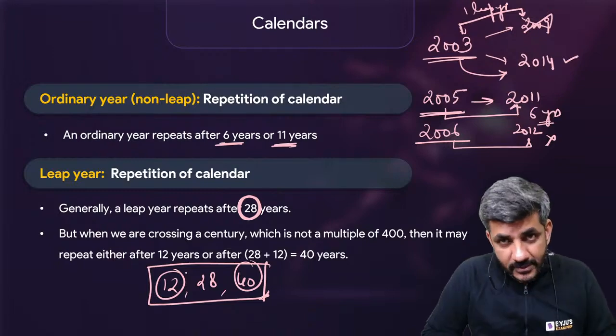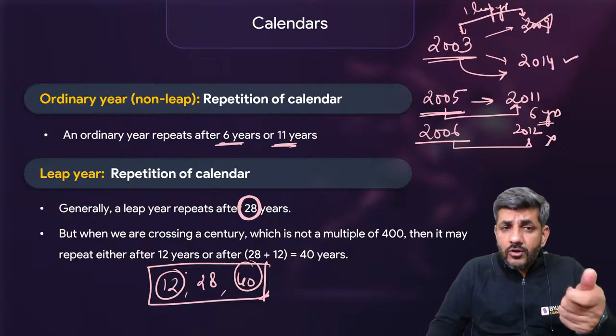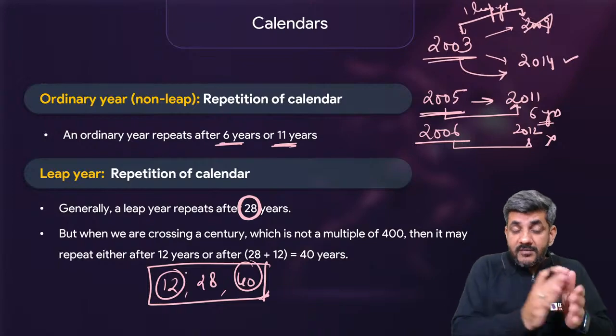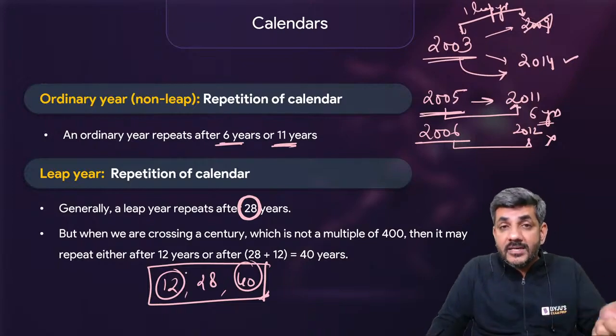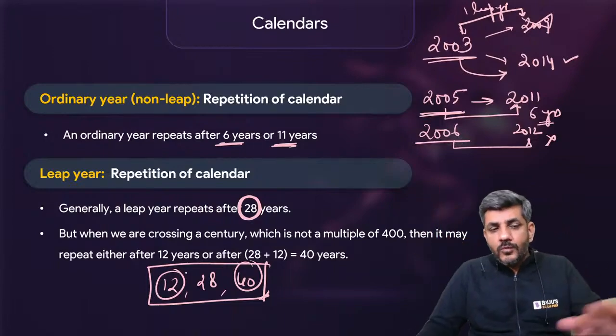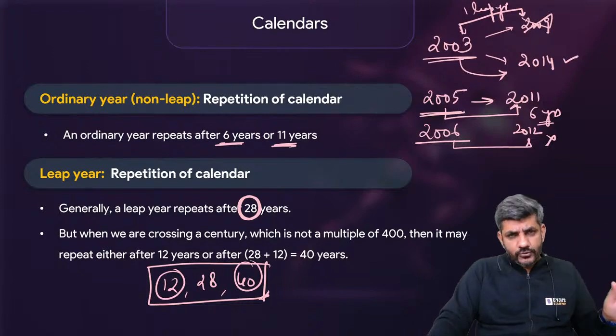That is a possibility. अगर 12 इयर्स के बीच में वो नॉन लीप ईयर आ जाता है, जो सेंचुरी है नॉन लीप ईयर है, तो 12 इयर्स में हो जाएगा. But if within those 12 years that non leap year does not appear, but after 12 it appears, तो 40 इयर्स में रिपीट करता है. सो 12, 28 और 40 सीधा याद कर लीजिए, तो आपसे इससे ज्यादा कुछ नहीं पूछेगा.